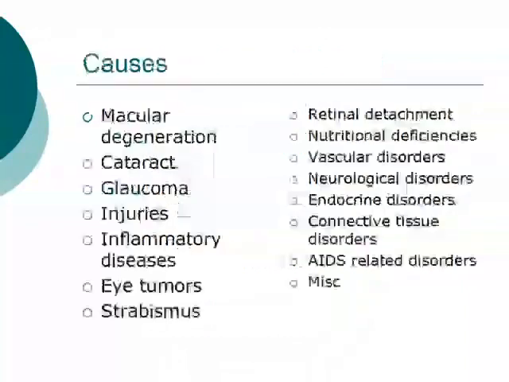Causes of visual impairments can be many, many different things. It could be macular degeneration, cataracts, glaucoma, injuries, inflammatory diseases, hypertension, stroke, sickle cell anemia, endocrine disorders such as Graves' disease, diabetic retinopathies. Connective tissue diseases such as systemic lupus and rheumatoid arthritis can also lead to visual impairments, and patients with AIDS, herpes, all those types of things. So many, many different causes of visual impairments.